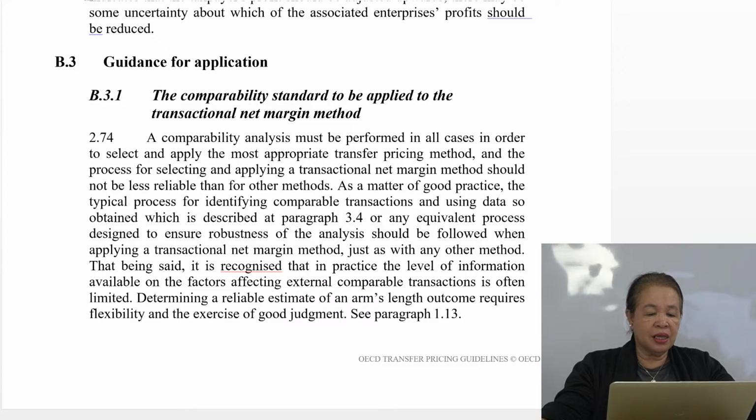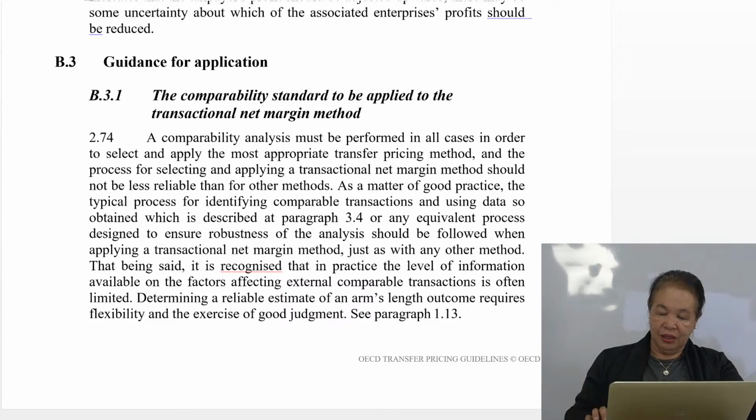So that being said, it is recognized that in practice, the level of information available on the factors affecting external comparable transactions is often limited, no? So determining a reliable estimate of an arm's length outcome requires flexibility and the exercise of good judgment, no? So you cannot do that without complete information, no? See paragraph 1.13.